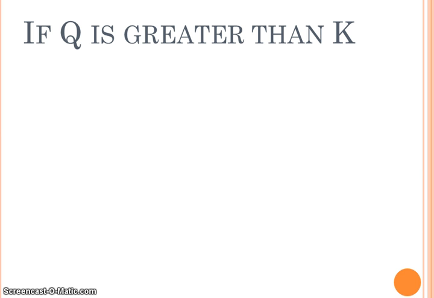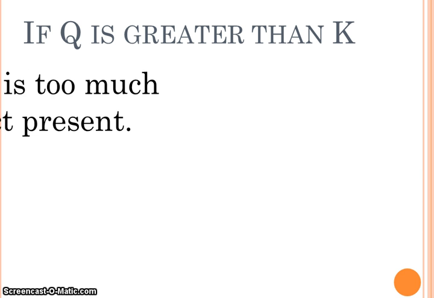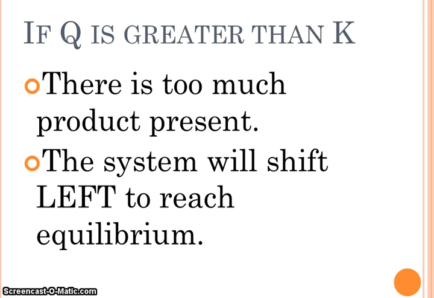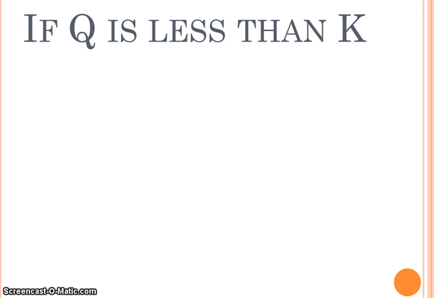So if Q is greater than K, that means that there's too much product present in that system. The system is going to have to use up product and produce reactant to establish equilibrium. So the system would shift towards the left in order to reach equilibrium.